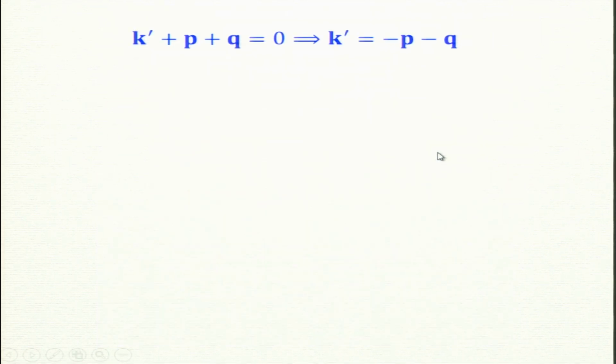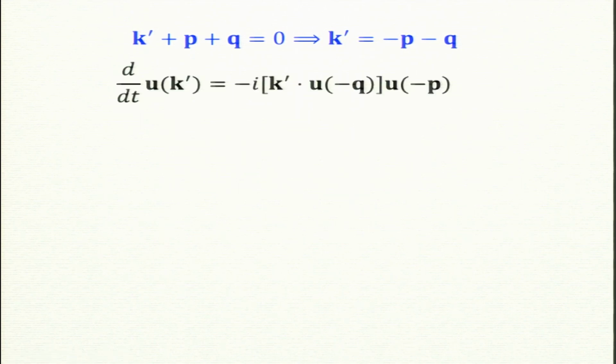Okay. Now, we are getting ready for deriving the equation of motion. So, U k dot. There is only one triad. So, this is a convolution, no. So, the nonlinear term, you worry about the nonlinear term. What is the nonlinear term? Minus i k dot U Q U P.